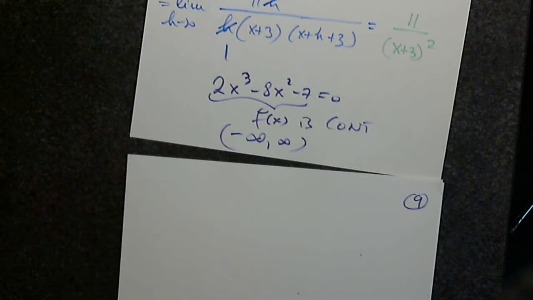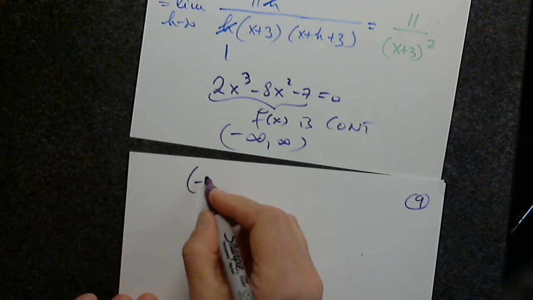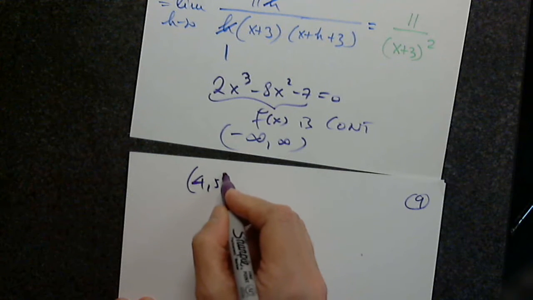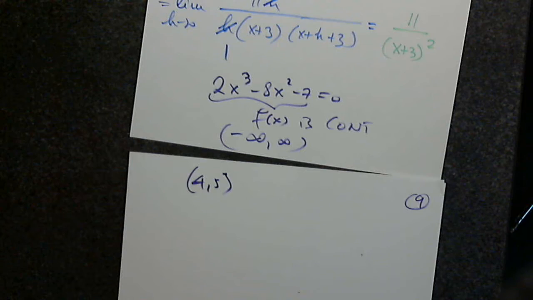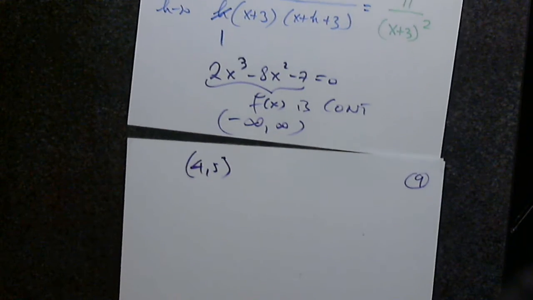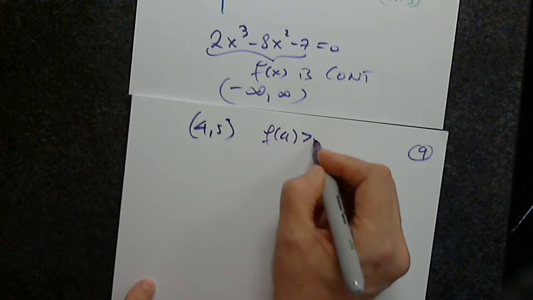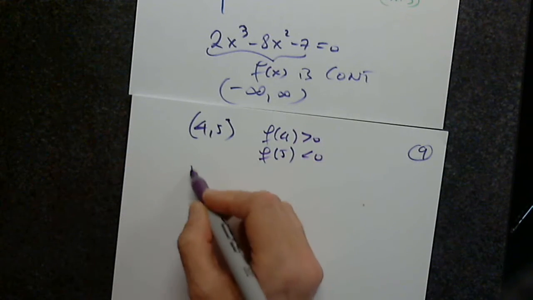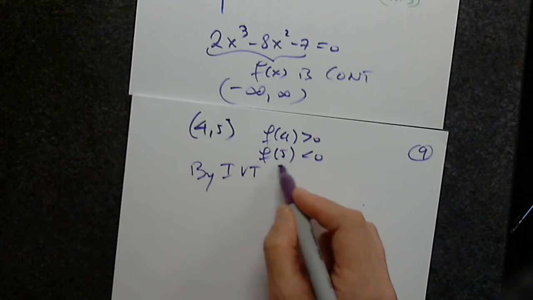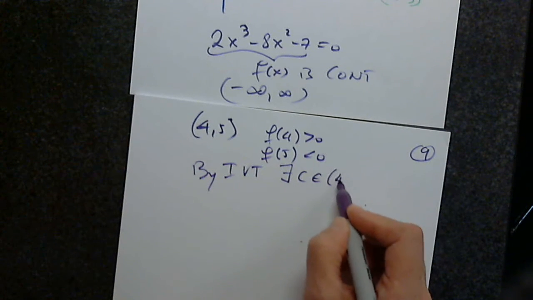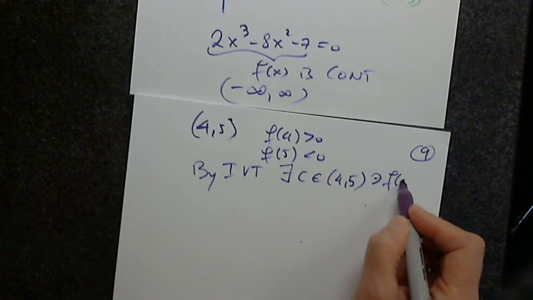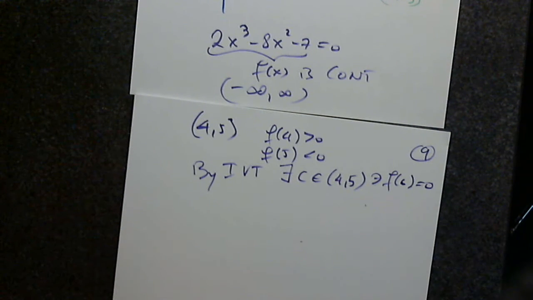The function is continuous everywhere. So between 4 and 5, there exists a solution, at least one, guaranteed. So f of 4 is positive, f of 5 is negative. By the intermediate value theorem, there exists c in the interval (4, 5) such that f of c is 0. The intermediate value theorem does not tell us what it is. It guarantees at least one solution.